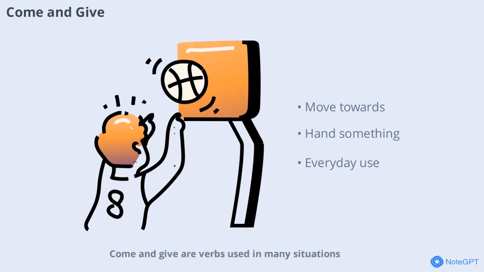Come and give are verbs used in many situations. Come means to move towards someone or something, like come here. Give means to hand something to someone, like give me the book. These verbs are simple but very useful for everyday communication.